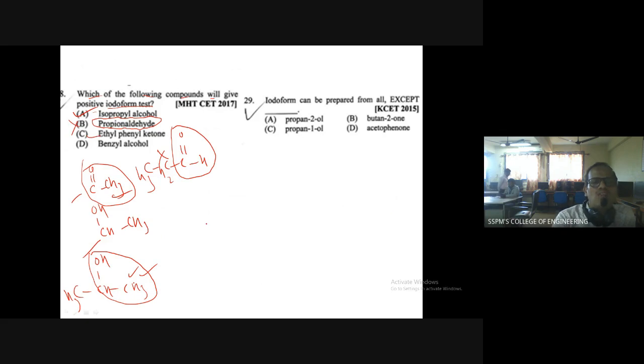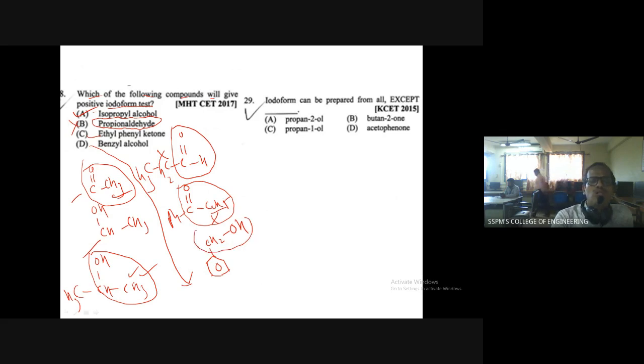Third, ethyl phenyl ketone. The carbonyl group is at the center, with ethyl on one side and phenyl, a benzene ring, on the other. So here we have C double bond O C2H5, which is not eligible; we want CH3, not C2H5. Option D is benzyl alcohol: a benzene ring attached to CH2OH. So we have a CH2OH group, which we don't want; we want the CHOH CH3 group. Then only is the iodoform reaction possible.